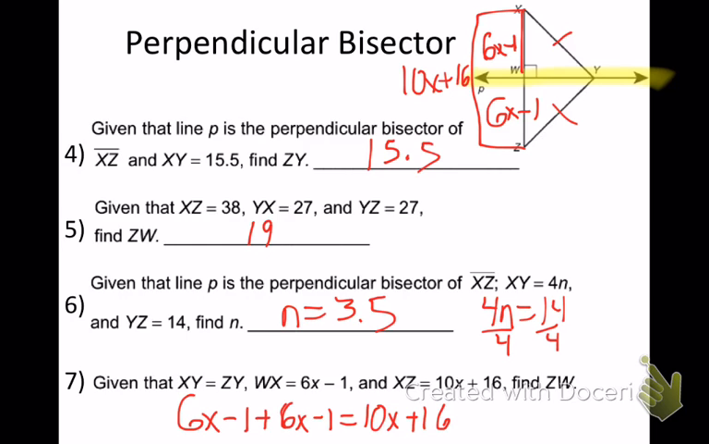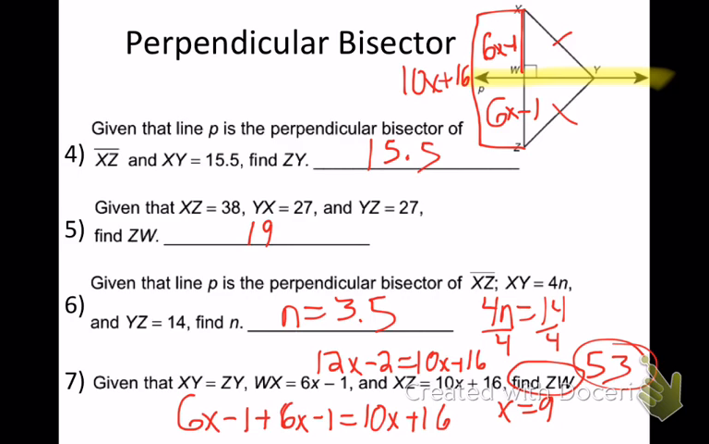Now I can solve for x. I end up with 12x minus 2 equals 10x plus 16. When I work it out, I think I end up with x equals 9, don't I? Yeah. Now I plug that in. I want to find ZW, which is going to be 53. Nice job. Notice that one. You'll see that one again someday. And recognize, if they're the same segment, make sure you put them the same.